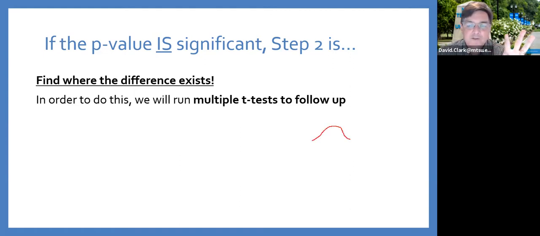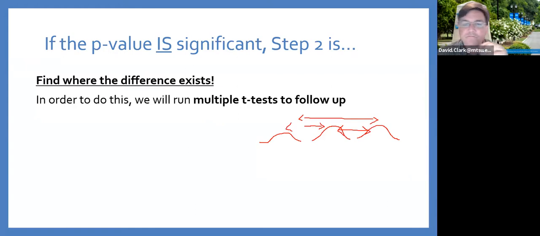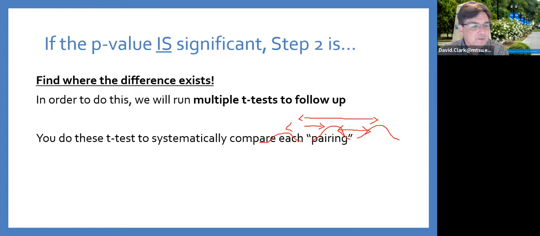So think about it. If you got 3 here, and we find a difference among these means, now we're going to do follow-ups. We're going to do 1 to 2, 1 to 3, and 2 to 3, because we have to compare those pairs now. You systematically compare each pairing.